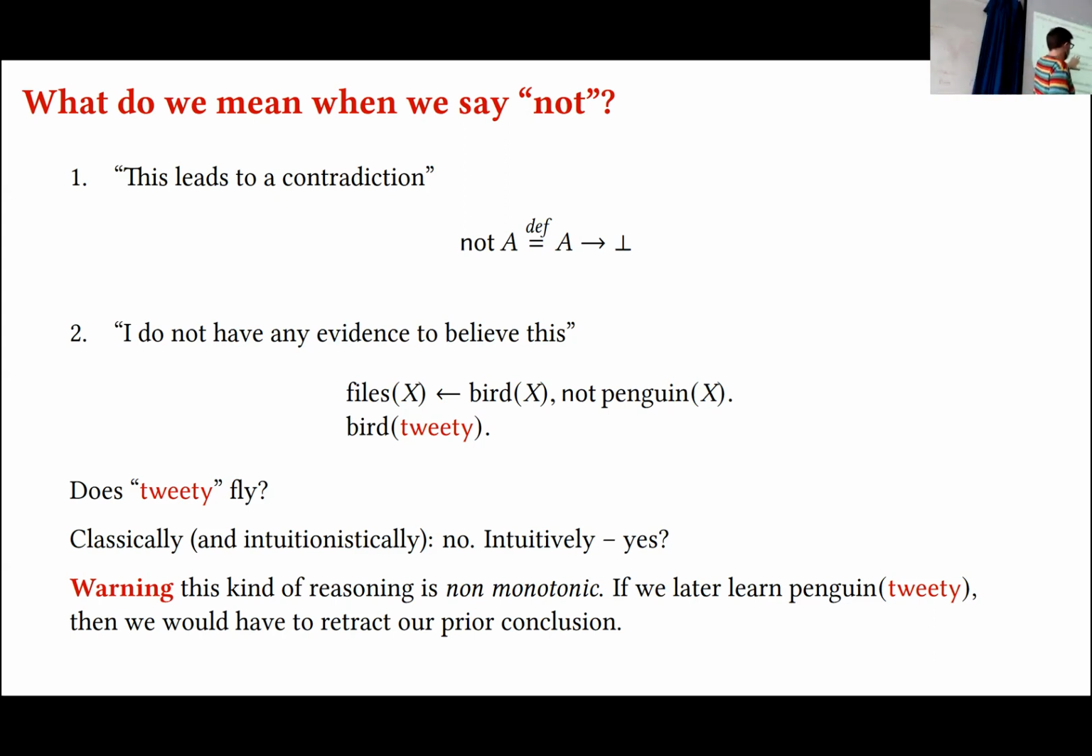So with this kind of system of rules, you could, in some systems, conclude that Tweety flies by understanding "not" as "we don't have any evidence that Tweety is a penguin." But as soon as we learn that Tweety is a penguin, then we'd have to retract this belief. We would have to sort of go, no, I changed my mind.